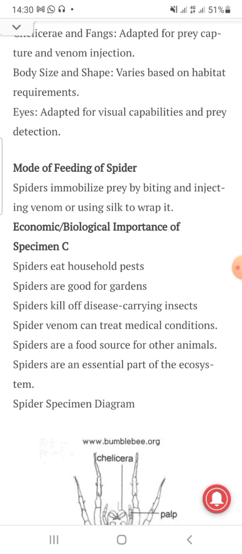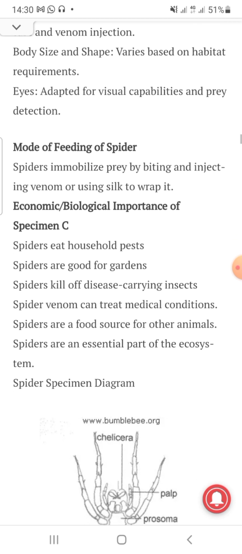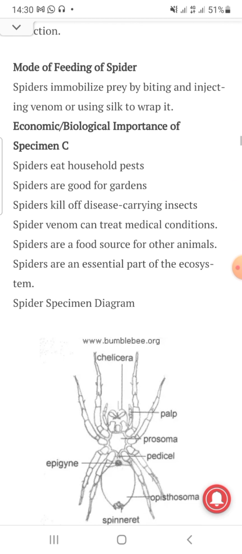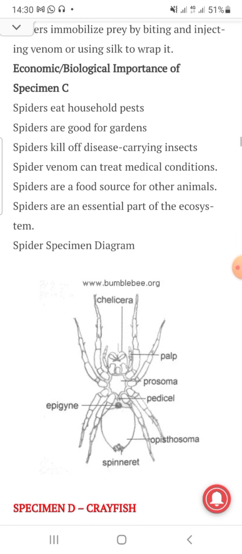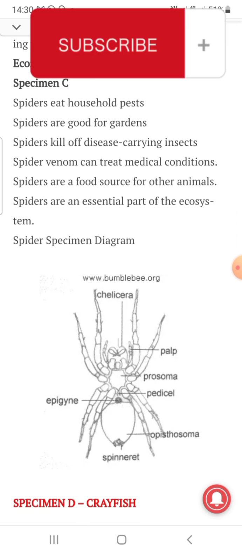Number one, spiders eat household pests. Number two, spiders are good for gardens. Number three, spiders kill off disease-carrying insects. Number four, spider venom can treat medical conditions. Number five, spiders are a food source for other animals. Number six, spiders are an essential part of the ecosystem.